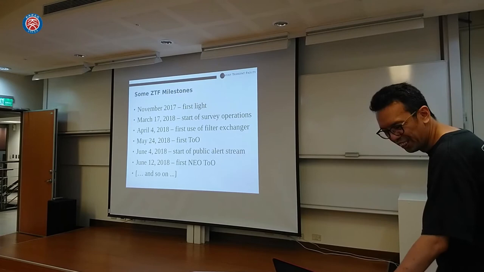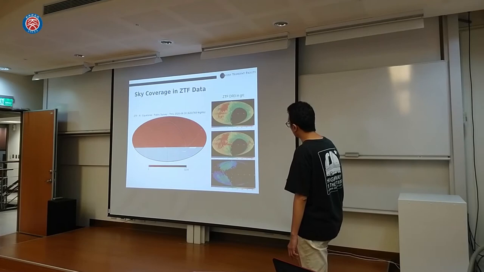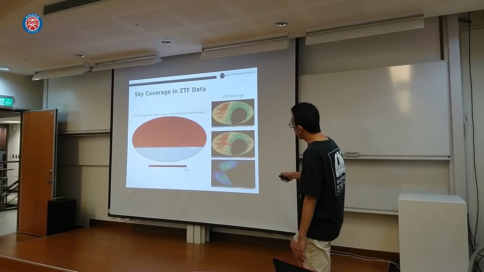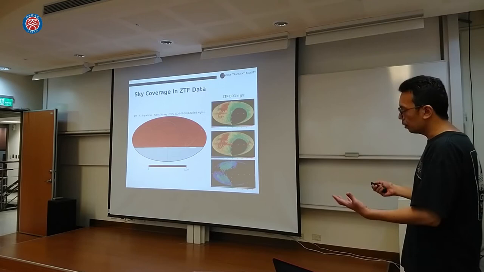Okay. And this is the sky that can be seen from Palomar. So you cannot see the southern sky. And this is just the public survey, only the 40%. In many areas, there are more than thousands of observations. So we can imagine, if you want to do time domain, this is a very nice data set.